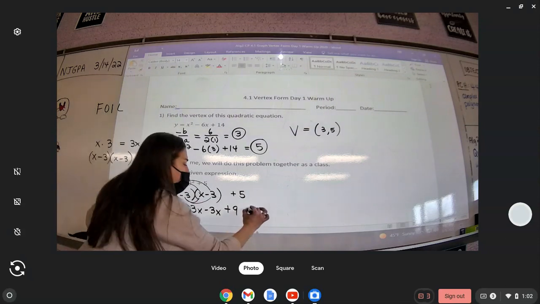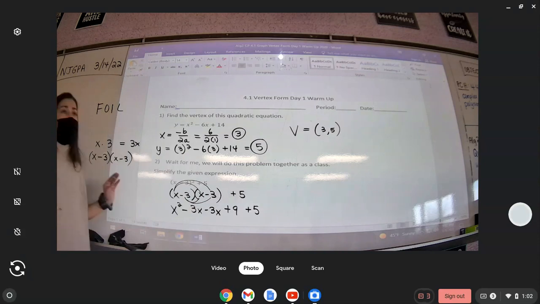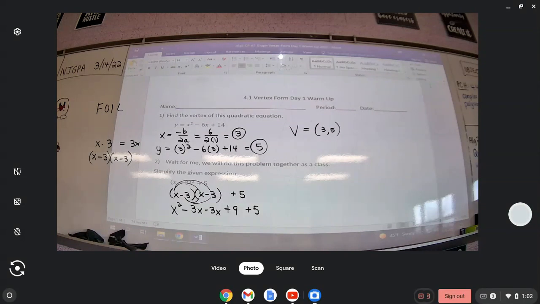And now all you gotta do is bring down the +5, and now we clean up like terms. That is an extremely typical Algebra 1 problem. If you are looking at that like, "I don't know FOIL," then this is gonna make chapter 4 a little bit harder, because that is something they expect you to know.